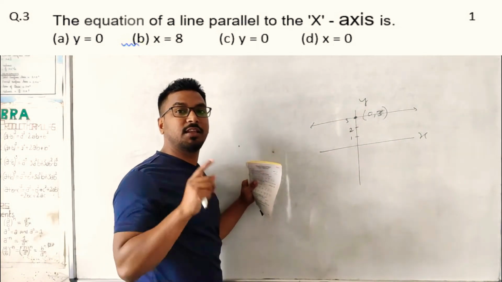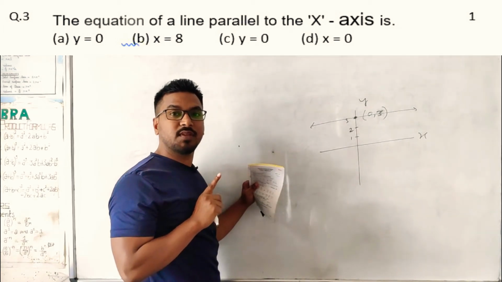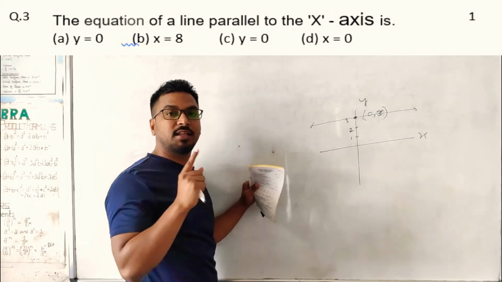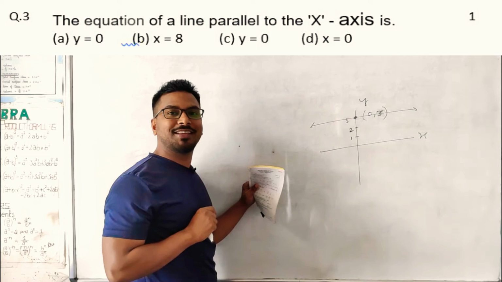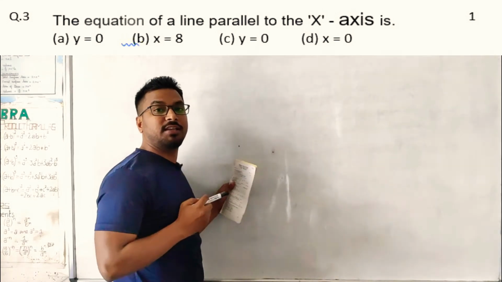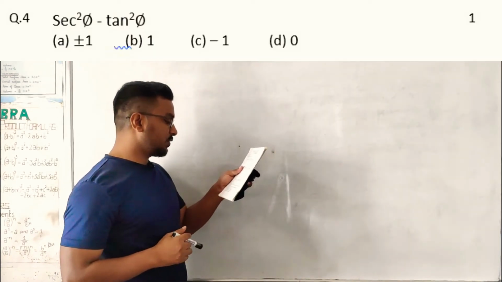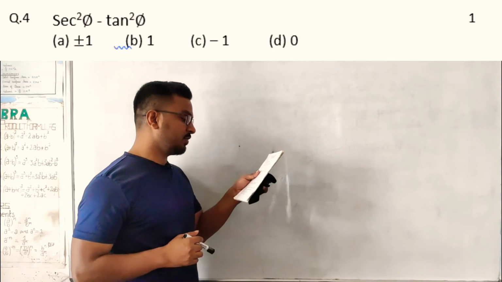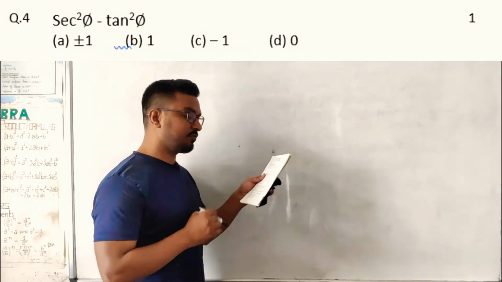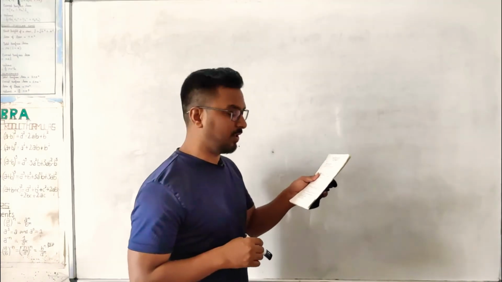Through this point you can draw a line which is parallel to the x-axis. So the value of x should be 0, then only the line will be parallel with the x-axis. And to be parallel with the y-axis, the value of y should be 0. You should remember this one. Therefore, option D is the right answer. Our next question is given: sec square theta minus tan square theta is equal to, the answer is 1. You know that formula. This is from trigonometric identities. You have to remember all these formulas.